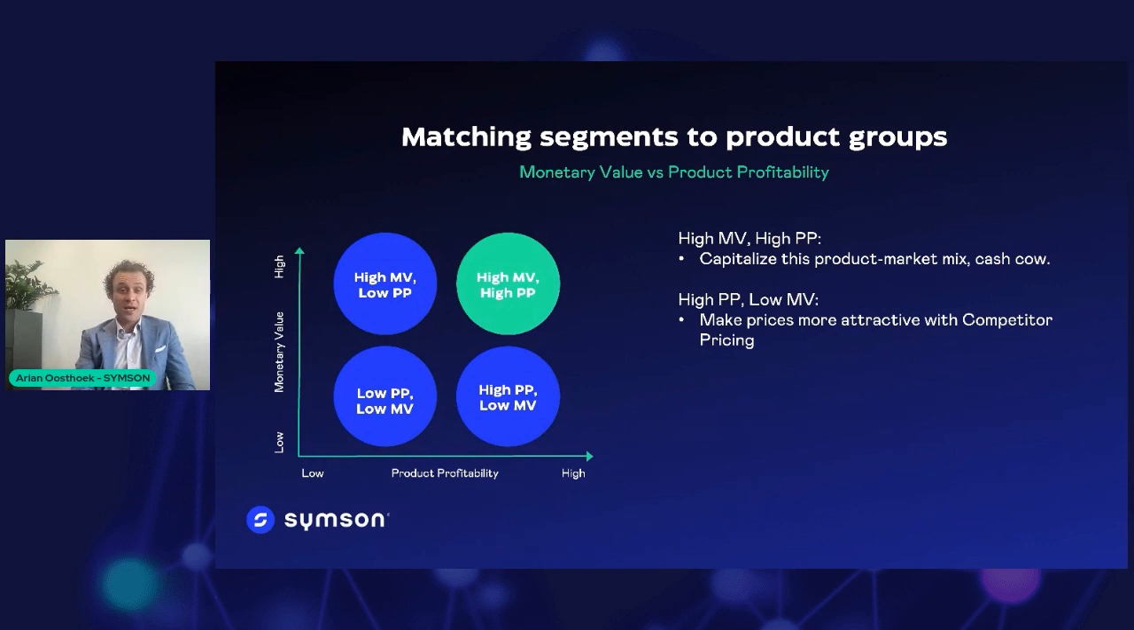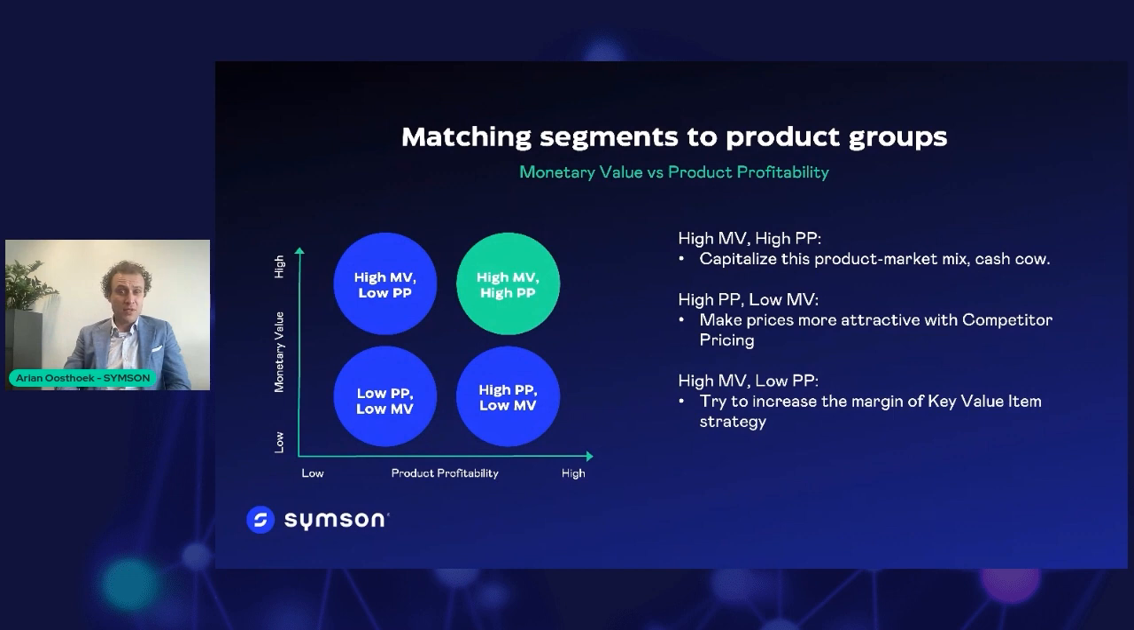If you have a high product profitability but a low monetary value, I think what the customers are buying is good. So they buy the highly profitable products. But if we want to increase the number of customers and make the product attractive for a wider market, we could take a better look at the competitive landscape and make our prices more competitive to move more customers into the ideal state of the cash cow.